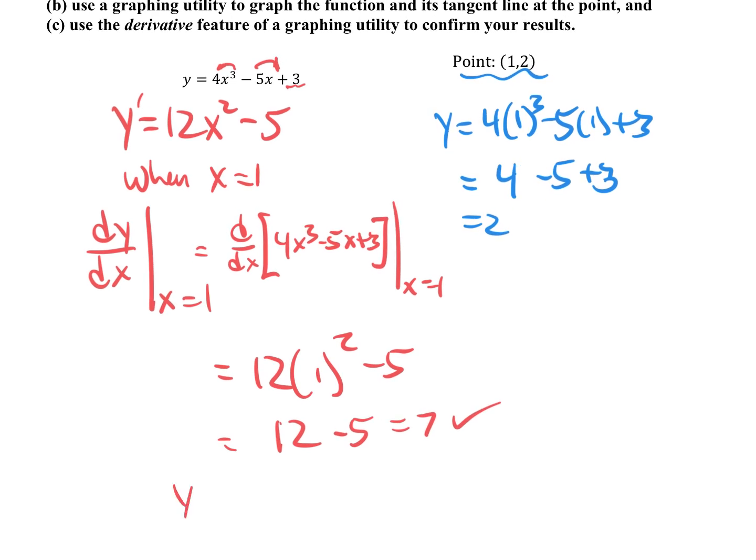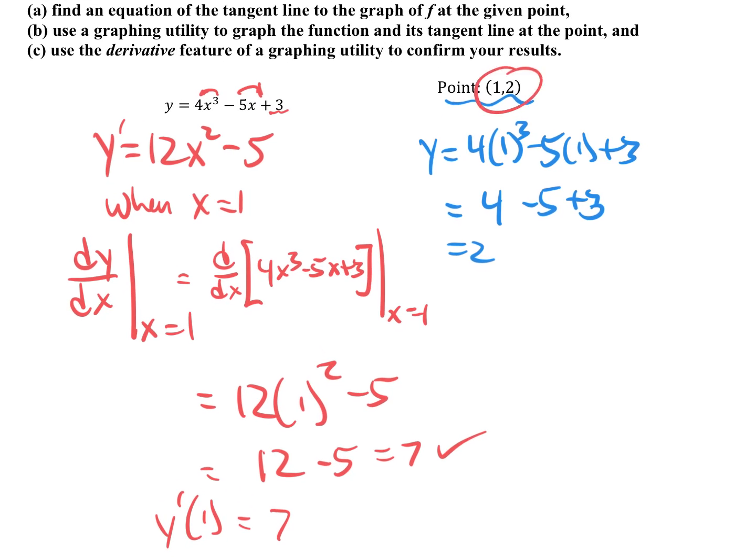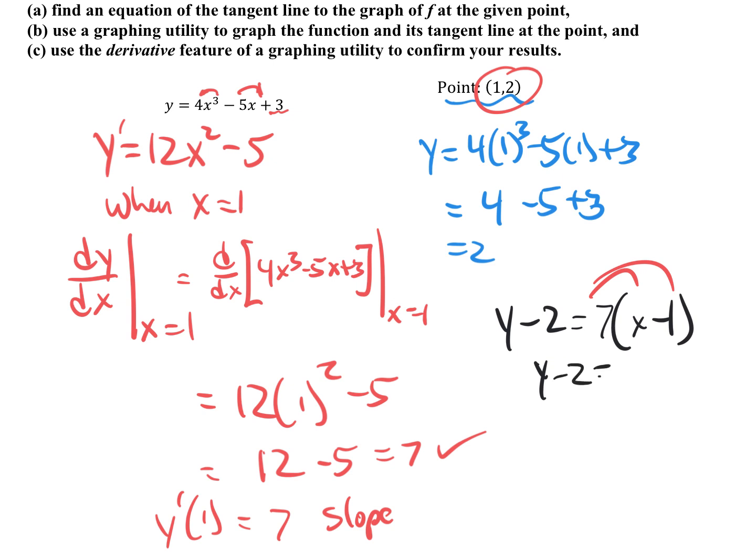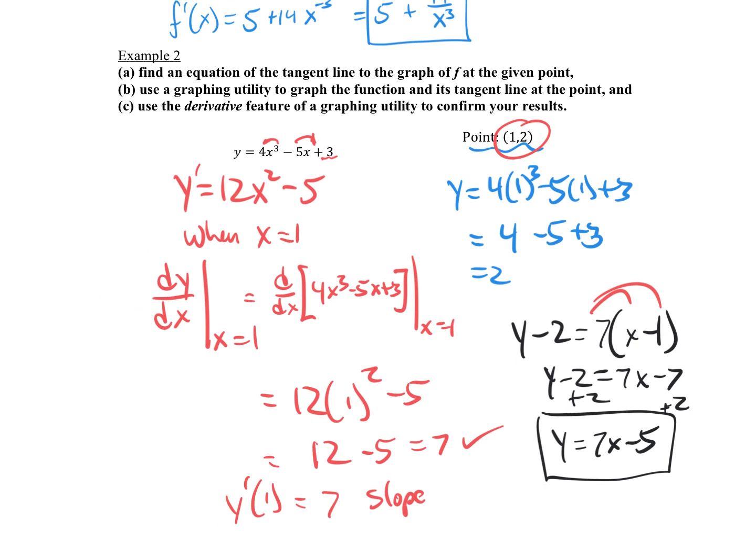Okay, so we know that y prime at 1 is 7. So we have a point, and we've got a slope. This is our slope. So let's write an equation in point-slope form here. So we have y minus y1 equals m times x minus x1. Okay, then we want to probably put this into our calculator, so we're going to distribute and put this in slope-intercept form. Add 2, add 2. So y equals 7x minus 5. All right? So this is our tangent line.